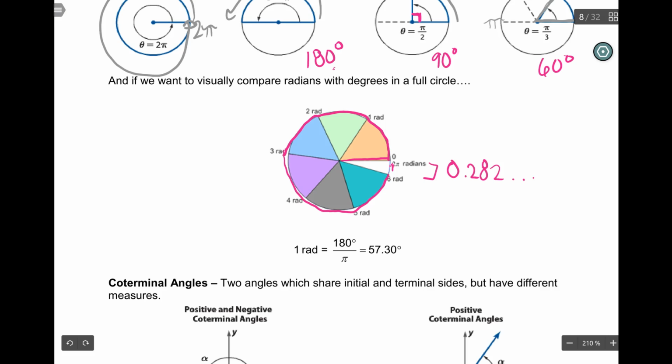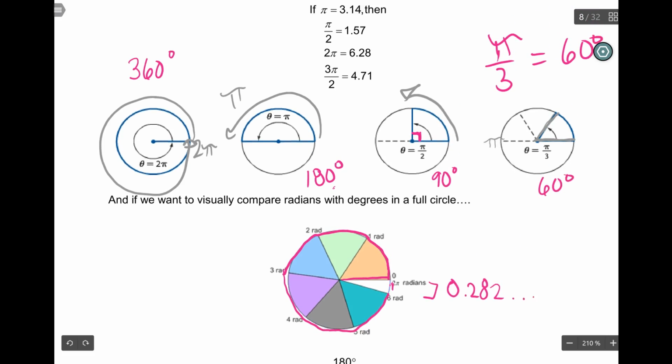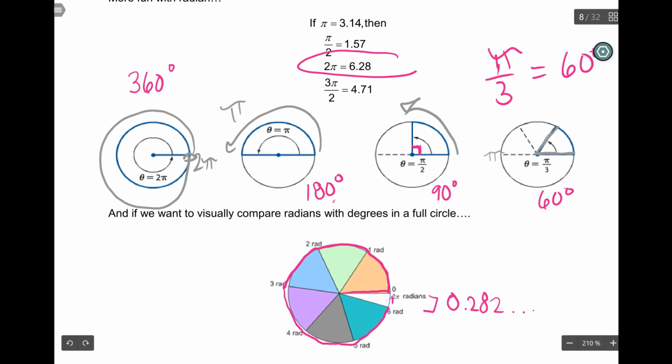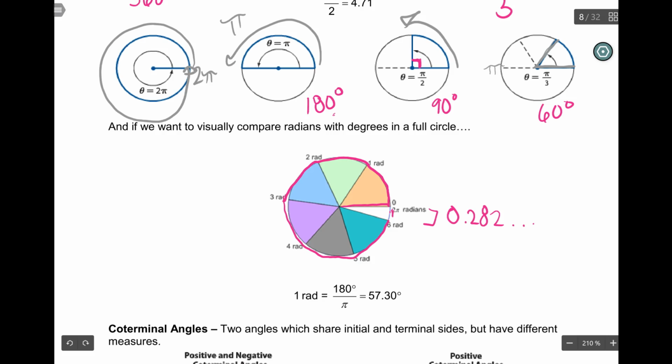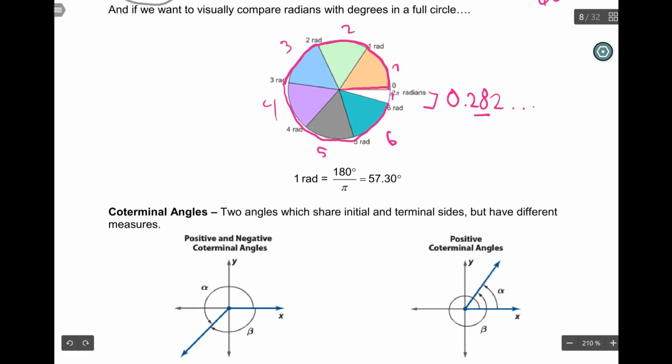Because this is 2 pi, and remember, 2 pi is equal to 6.28. So I have 1, 2, 3, 4, 5, 6.28. So 1 radian is equal to 180 degrees divided by pi, which is 57.3 degrees. That's not very useful, but that's just a little fun fact.